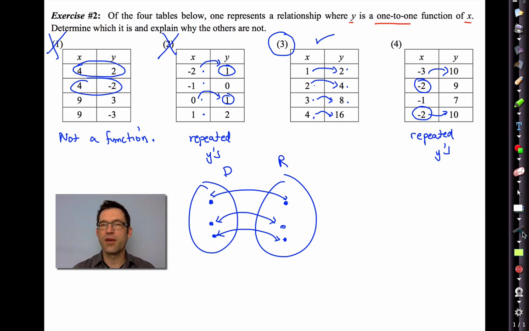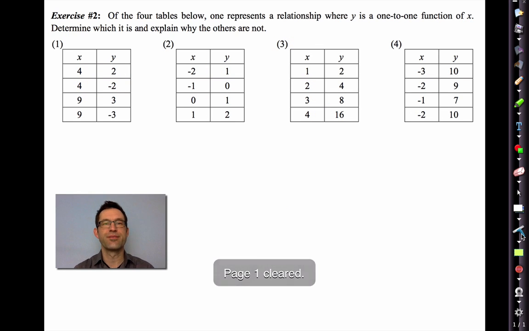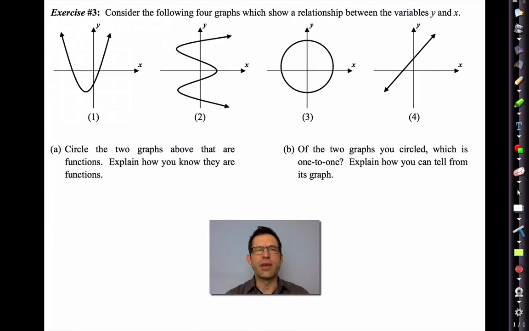Okay, clearing it out. Let's keep working with one-to-one functions. Exercise 3. Consider the following four graphs which show a relationship between the variables x and y. Letter A. Circle the two graphs above that are functions. Explain how you know they're functions.